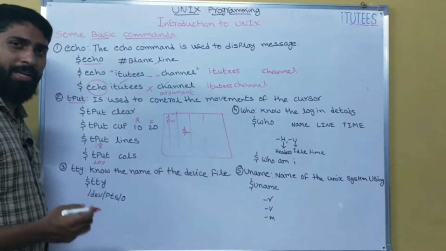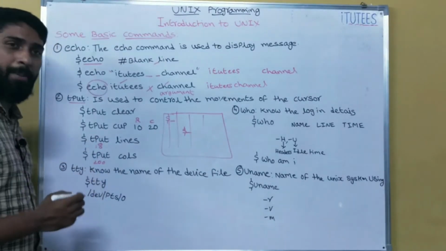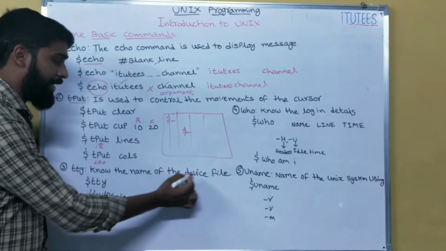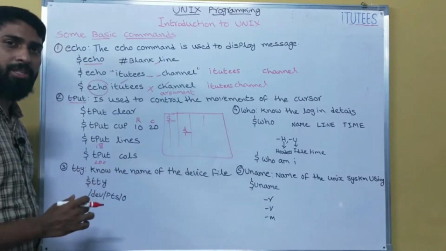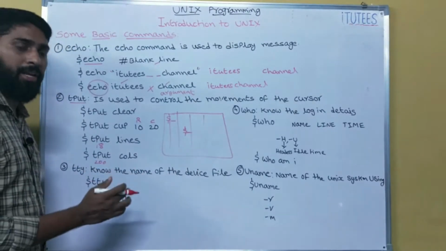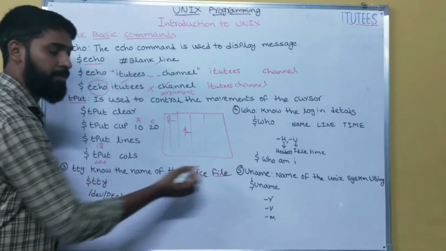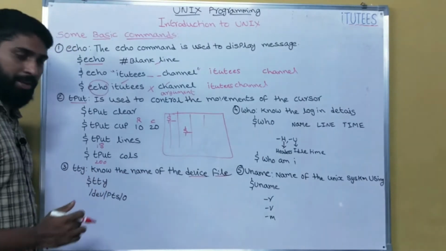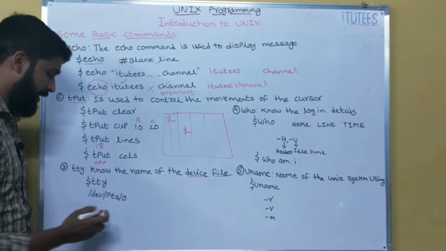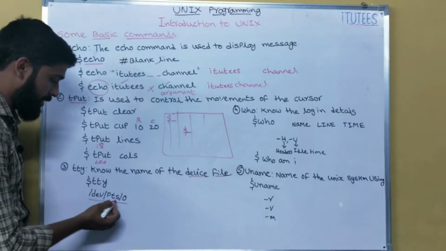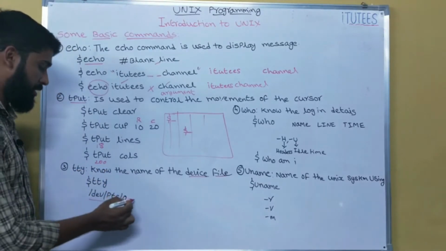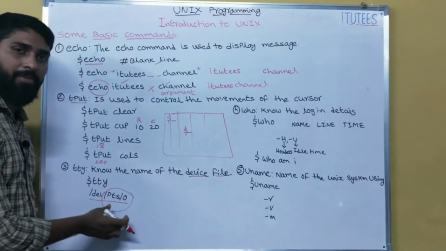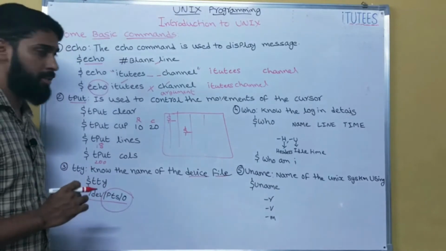Okay. Next command, tty. This command is used to know the name of the device file. In Unix, every terminal is attached to a device file. So how can we know the device file? By using tty. If you press enter, then it returns something like /dev/pts/0. So this is the file. All the device files are stored in the dev directory.